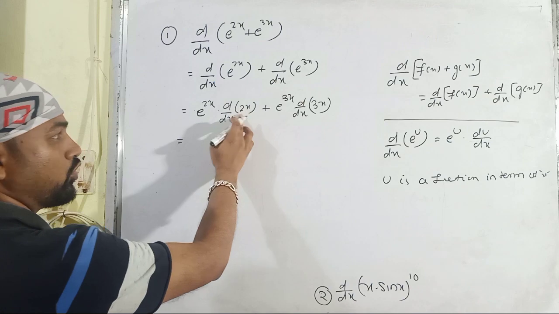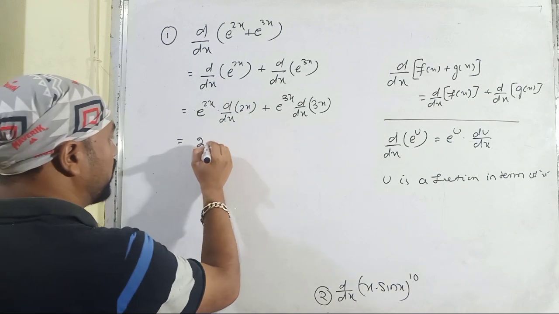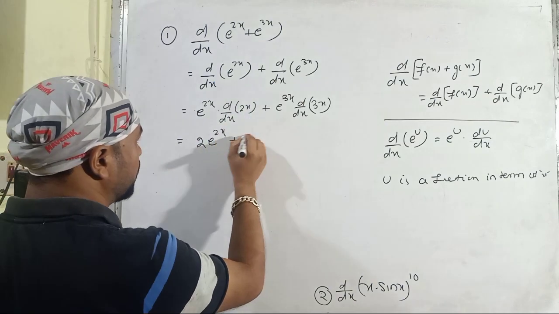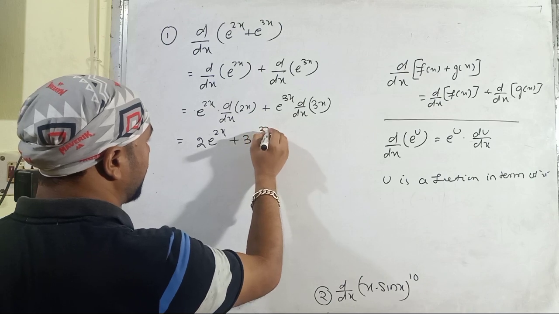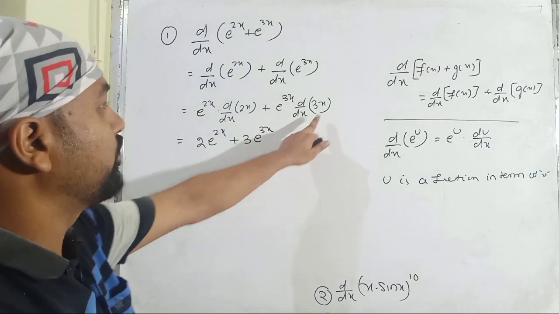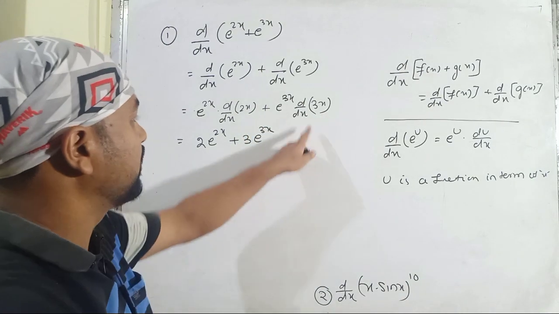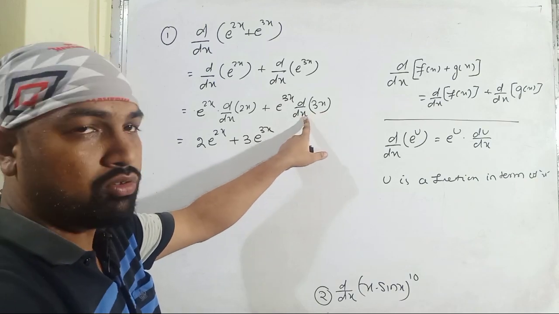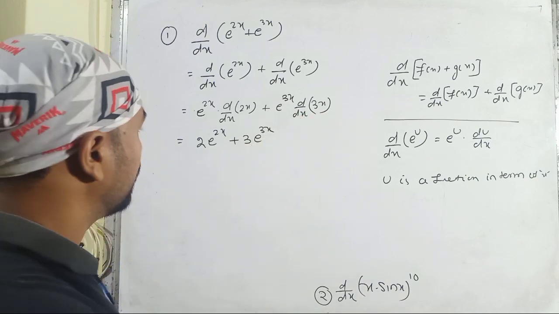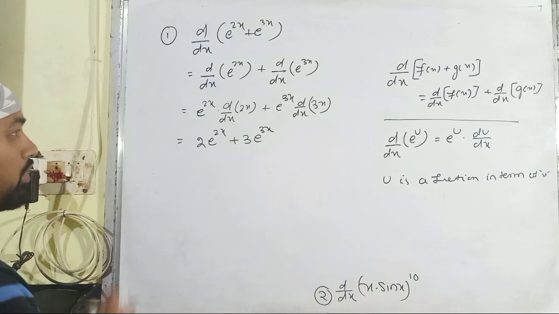Then differentiation of 2x is 2. So it will be 2 e to the power 2x plus 3 multiplied with e to the power 3x, because differentiation of 3x with respect to x is 3. So here is the solution of problem number 1.